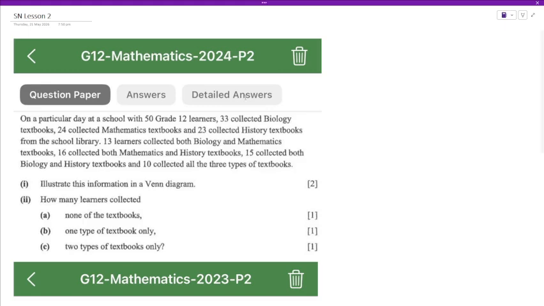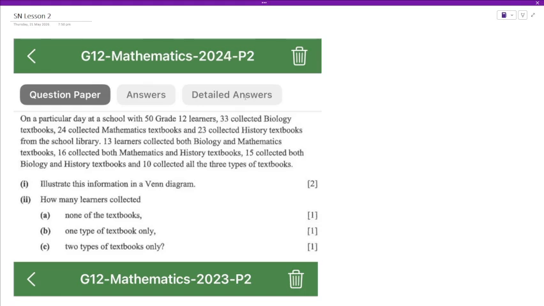Alright, so this particular question is coming from Mathematics 2024 paper 2, written by the grade 12s. It says, on a particular day at a school with 50 grade 12 learners, 33 collected biology textbooks, 24 collected mathematics textbooks, and 23 collected history textbooks from the school library. 13 learners collected both biology and mathematics textbooks, 16 collected both mathematics and history textbooks, 15 collected both biology and history textbooks, and 10 collected all three types of textbooks.